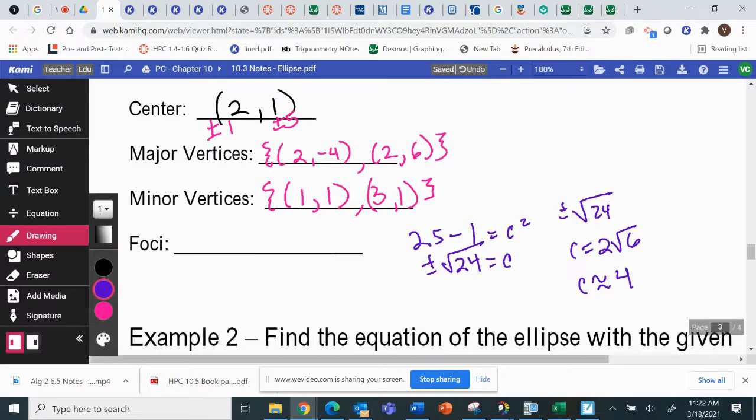Square root of 24. I mean, how accurate can we graph? It's 4.89, so it'd be more like 4.9, but that's still pretty close. That was your ish that you were talking about. So it's almost 5, but not quite 5. So I will add my foci to the y's, because we add to the same one that we did for our major, our bigger number. So I'm adding plus or minus 2 square root 6.